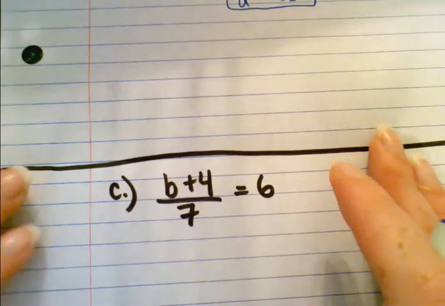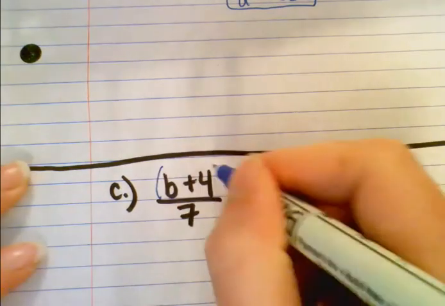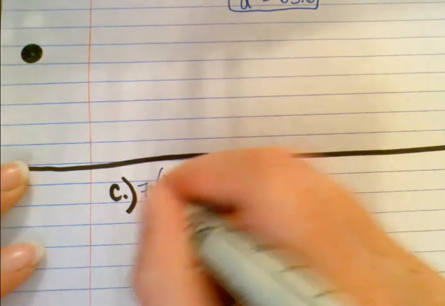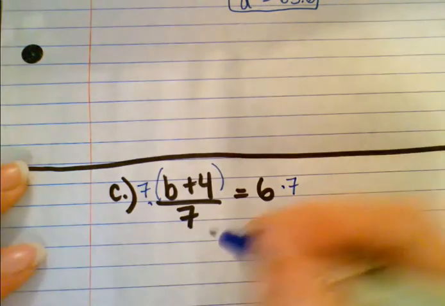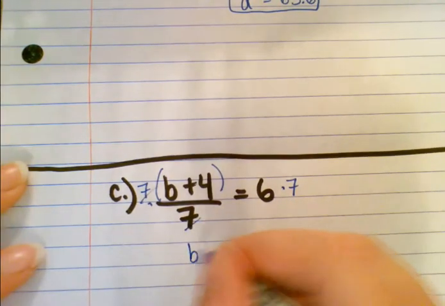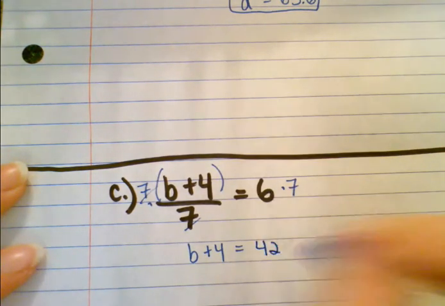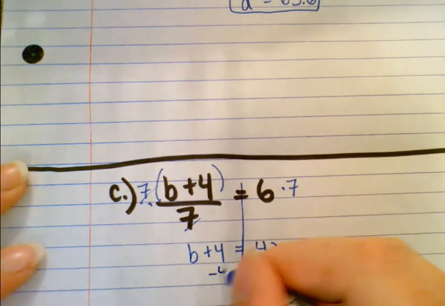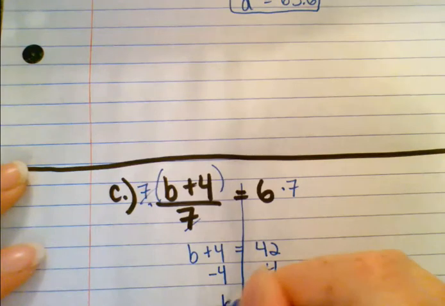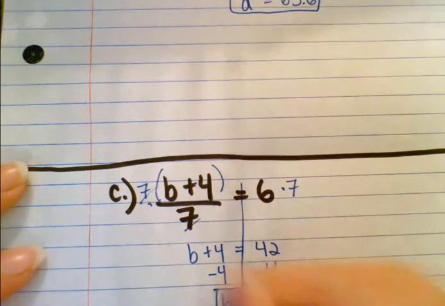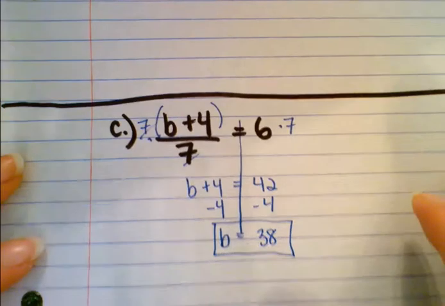This last one, you're going to remember, is a little bit tricky. Add in your parentheses if you need to. You're going to get rid of that 7 first. So you're going to multiply both sides by 7. So you get b plus 4 equals 6 times 7 is 42. You want to minus 4 from both sides. So b equals 38. You should show your check on the side, but for the sake of time, I am not going to show it.